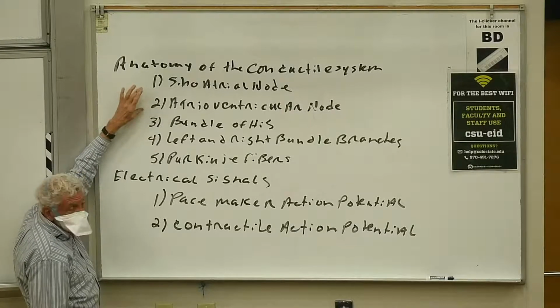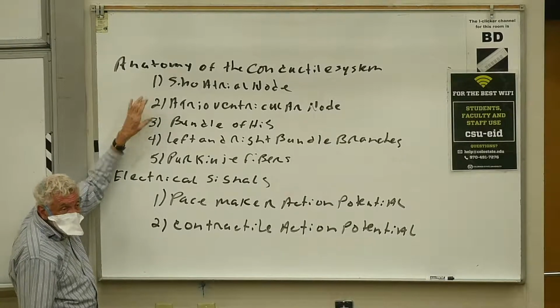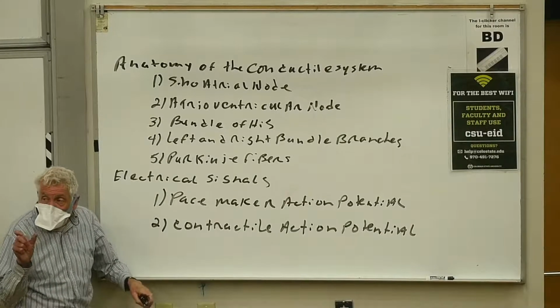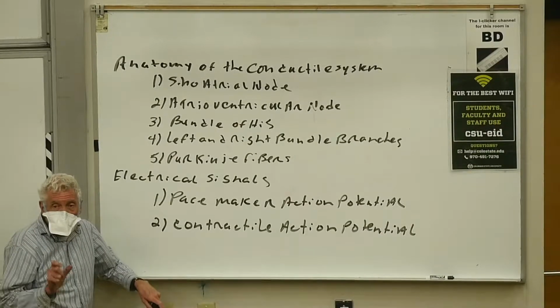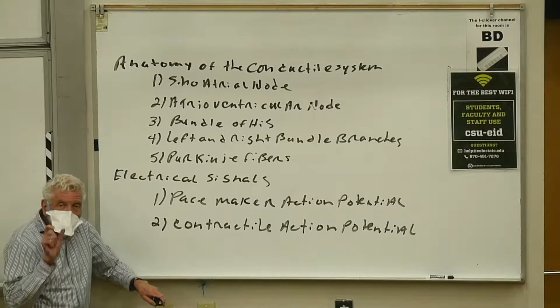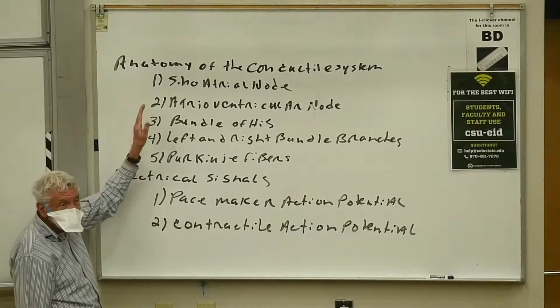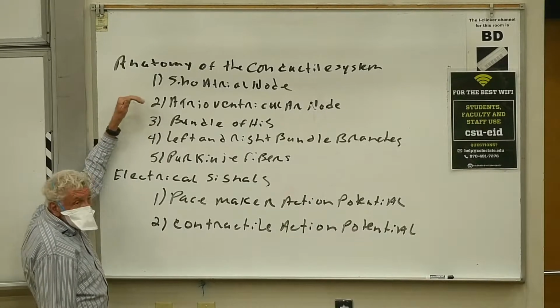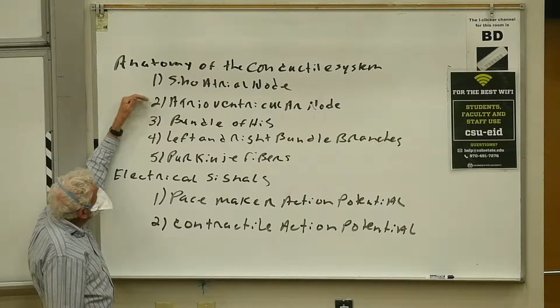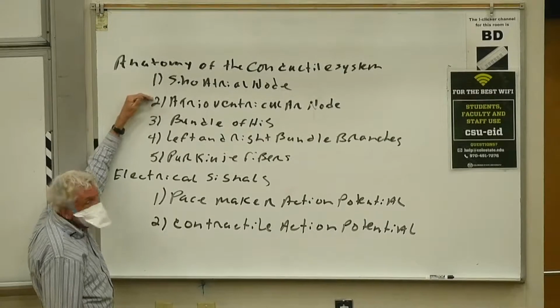Now, an upshot of this that I'll try to emphasize when I do the drawings is that there's no electrical continuity between the atria and the ventricles. The electrical continuity between the atria and the ventricles is all carried out by this conductile system. And the first hallmark, the first structure that we're going to talk about, is the sinoatrial node.